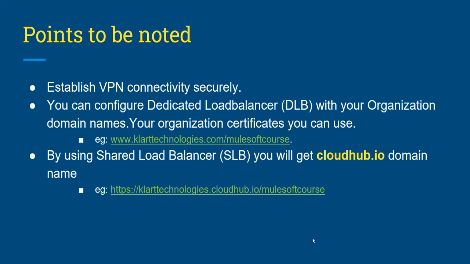Here you need to remember: VPN connectivity we can establish securely by using the Cloudhub model, and we can configure dedicated load balancer domain names also by using Cloudhub. I have provided some examples here. Dedicated load balancer means you can specify URL names for your organization itself instead of sharing common names. So in this example, you will understand clearly.